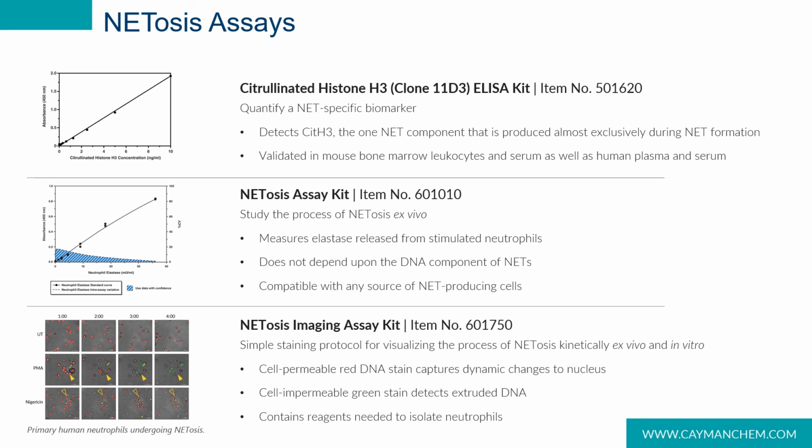The citrullinated histone H3 ELISA quantifies the most specific marker of NETosis, which is the citrullinated histone H3. Citrullinated histone H3 is produced almost exclusively during NET formation. The assay has been validated in mouse bone marrow leukocyte and serum, as well as human plasma and serum.